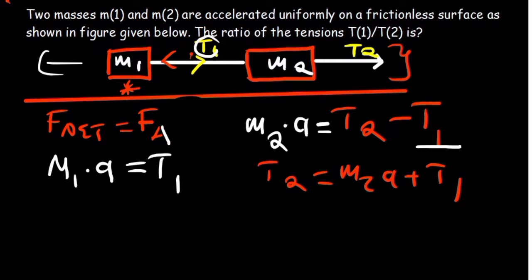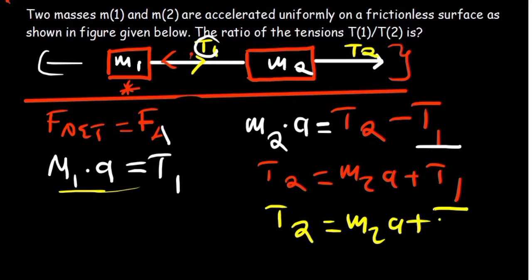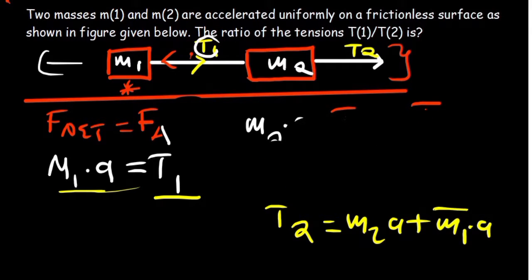Okay, so that's what we have. We have our T2 equivalent to that. But we also know that our T1, which we don't want to appear in that equation, is equal to M1A. Therefore our T2 is equal to M2A plus M1A. So what is the equation showing us our T2? We also have our T1 there. Coming up with a ratio is not going to be a very big deal. You just have to plug it in now.